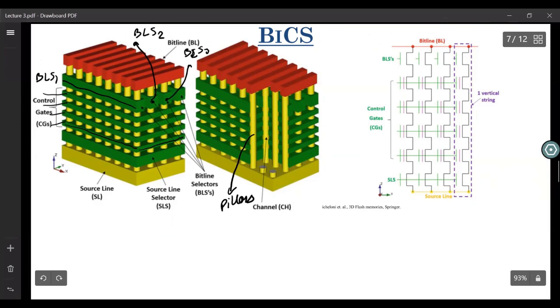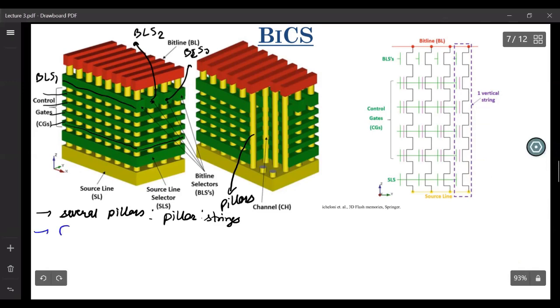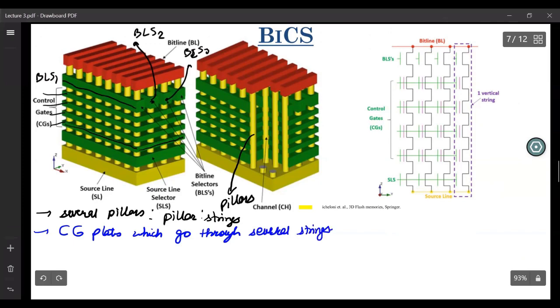So you see the control gates. Let me just write it. There are several pillars. Each of those pillars is a string. So each of the pillars is a string. Then there are these control gate plates which go through several strings, right?